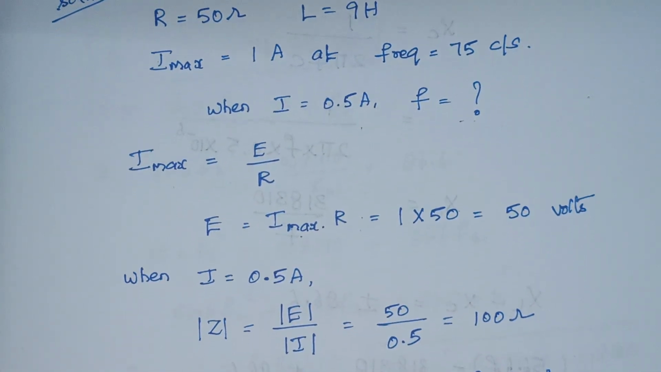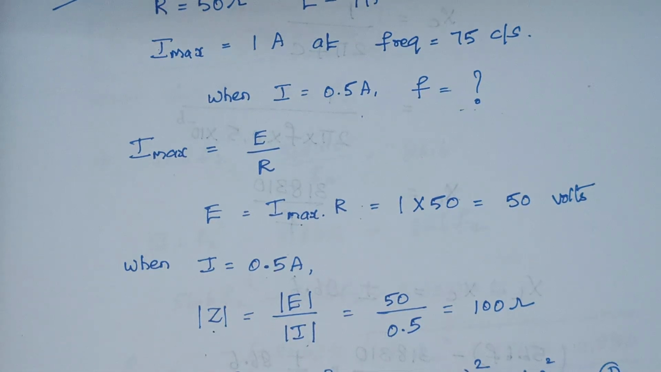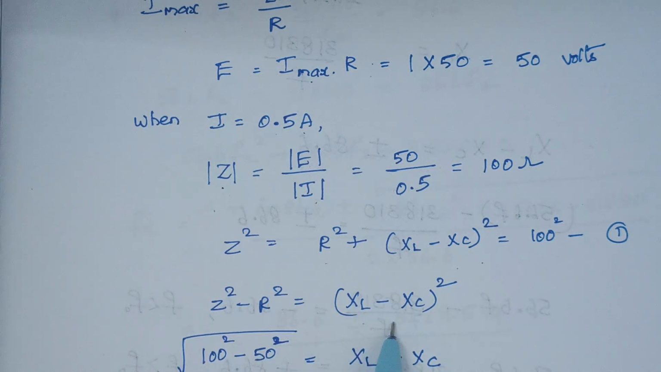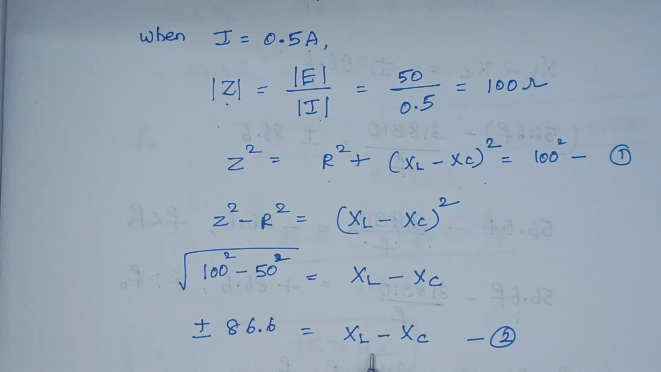And the next thing is, when the value of current is 0.5 amps, right? We are calculating impedance here. So, Z is equal to E by I. The value of E is 50 and the value of current is 0.5, right? So, the value of impedance is 100 ohms. Again, what is the formula for impedance? It is root of R square plus XL minus XC, the whole square, right? When you rearrange, Z square minus R square is XL minus XC, the whole square. We know the value of Z, we know the value of R, right? So, just substitute and finally, we are calculating the value of XL minus XC, which is nothing but plus or minus 86.6, right? So, name it as equation number 2.